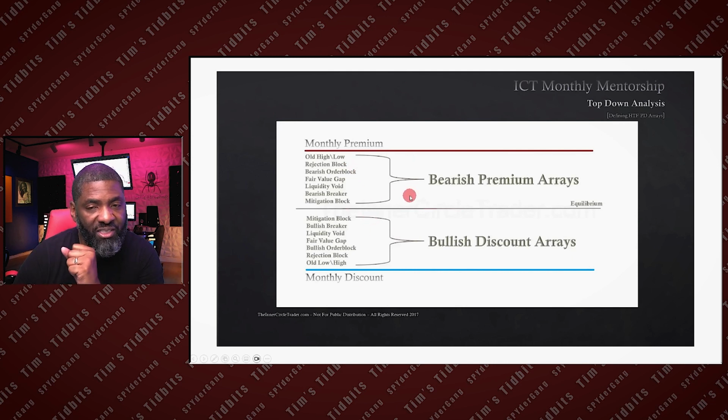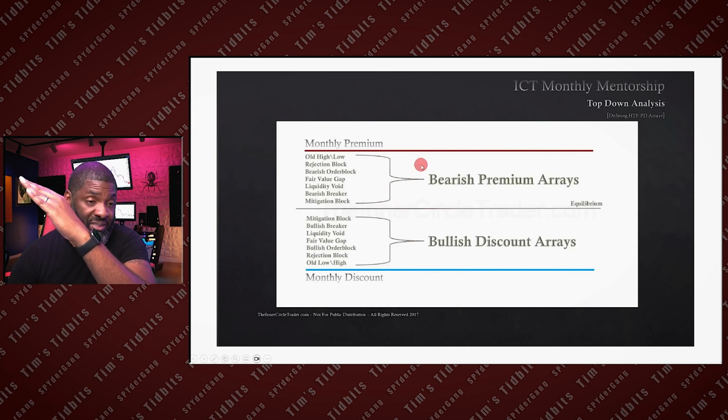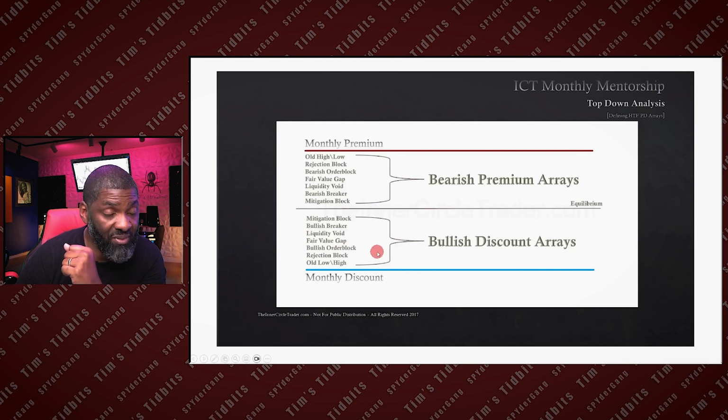You can use them as targets too, because depending on the time frame that you're coming up on in the premium of this PD array, it may be strong enough to reverse price on you. So you always want to be mindful of what time frame the PD array is that you're approaching if you're in a position. You want to be shaving or closing your trade as you approach the opposite end of the spectrum, meaning coming from discount to premium or from premium to discount. You always want to be aware of that.